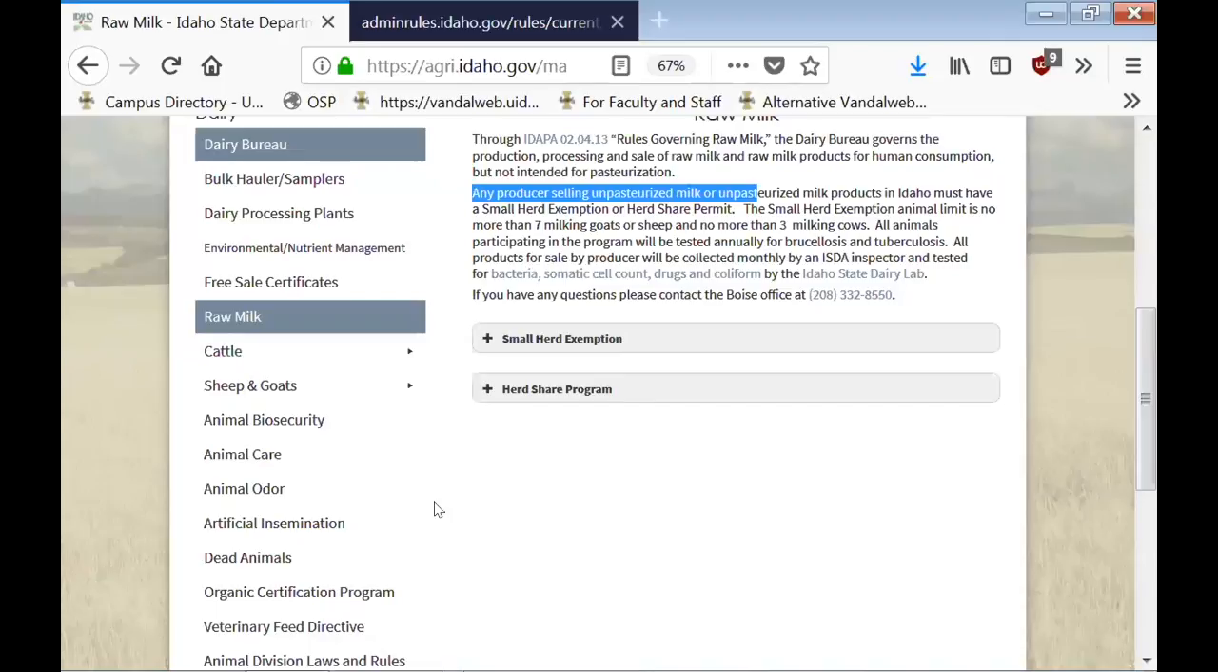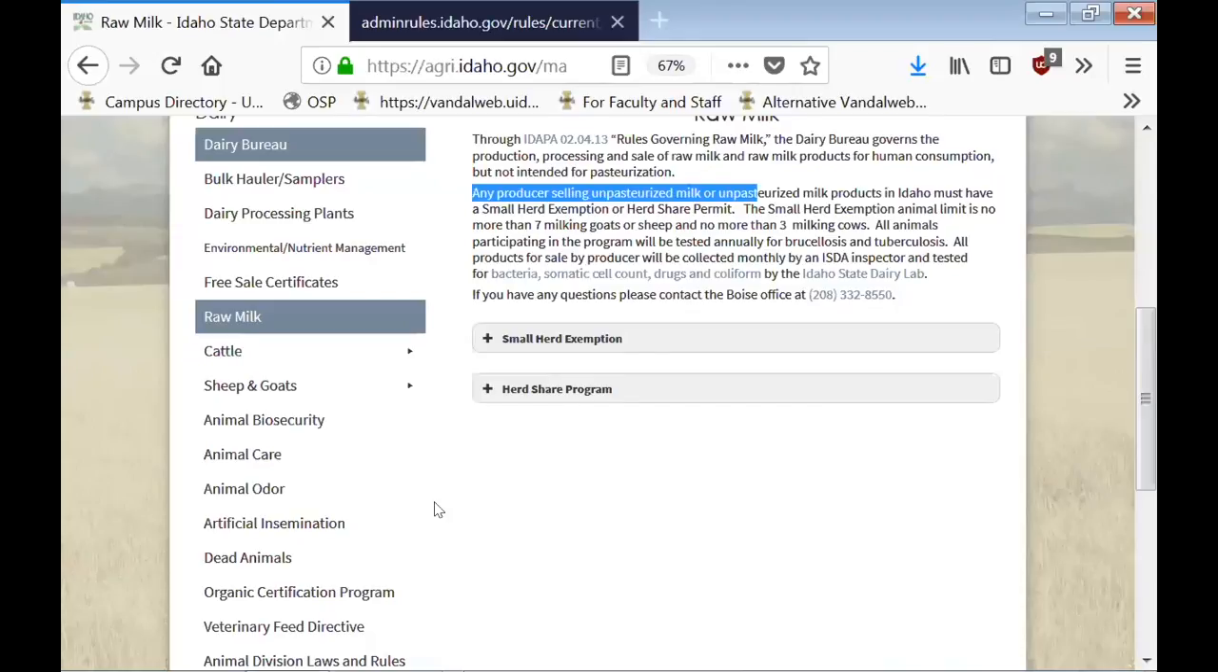And you need to test the milk, and it needs to be tested from those 3 cows. We'll talk a little bit about that process. The 3 cows need to be tested, both the cows and the milk. The cows need to be tested for tuberculosis and brucellosis on an annual basis. And the cows obviously have to have a Bangs vaccine. The milk will be tested regularly for drugs and for different bacteria.